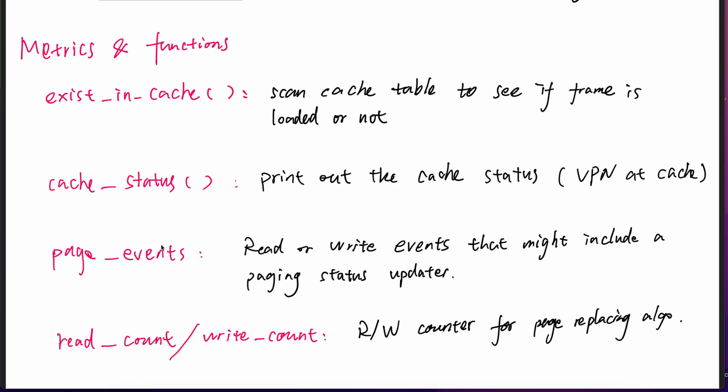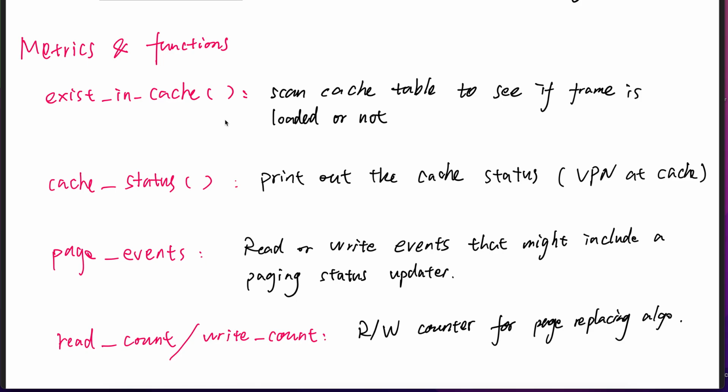So in that case, we have the existing cache function, which will do nothing but scan the page table to see if the current frame got loaded into the cache or not. This should be done in a hash table, I guess, but in a more trivial solution, I would just use an iterable vector or a list, just to try to find the table entry in a finite array.